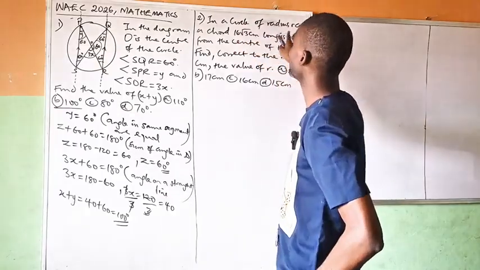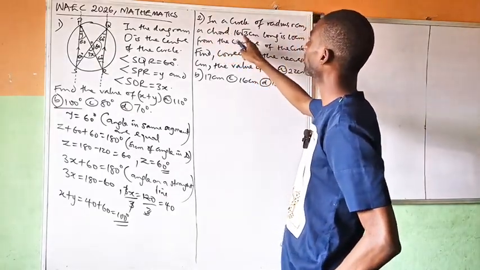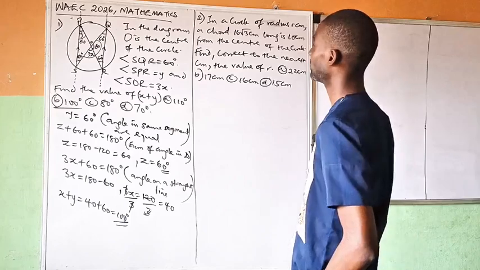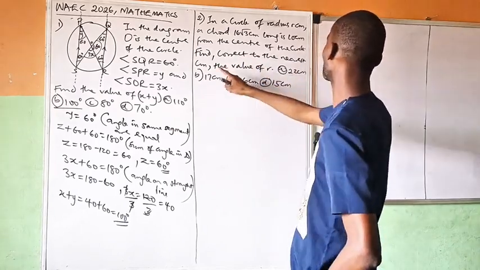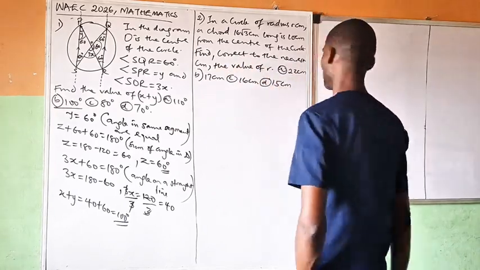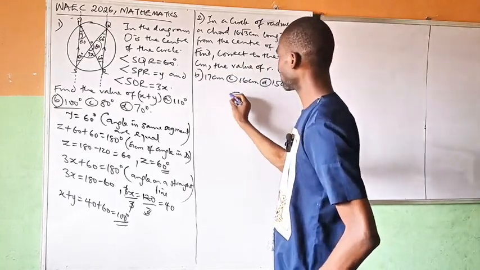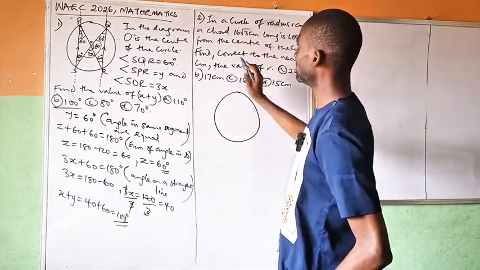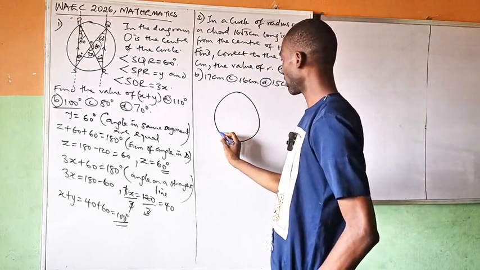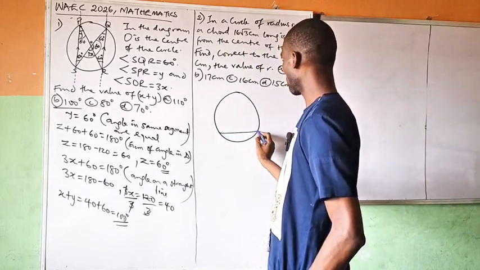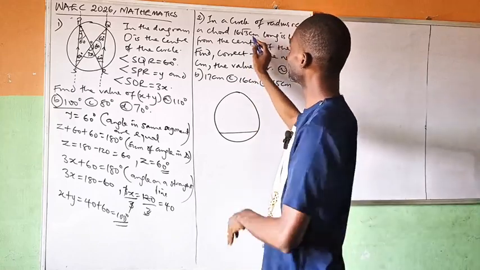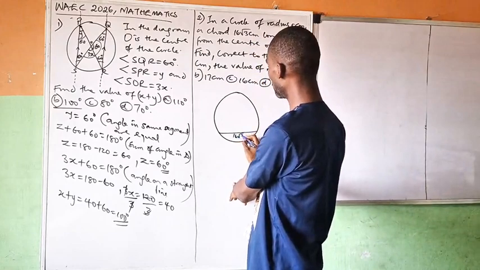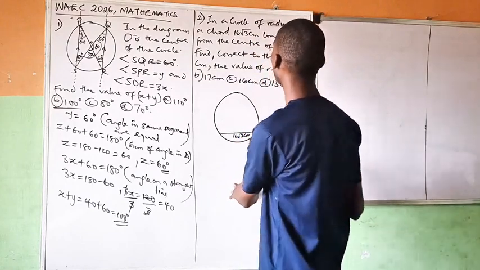A circle of radius r centimeter, a chord 16 root 3 centimeter long is 10 centimeter from the center of the circle. Find, correct to the nearest centimeter, the value of r. So what we are going to do is draw the circle, right? In a circle of radius r, this is a chord. So we have to draw a chord as well. So there's a chord of 16 root 3 centimeter long. That's the length of the chord.